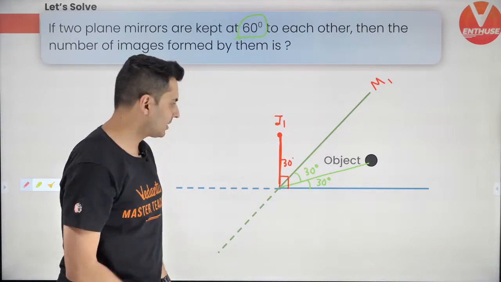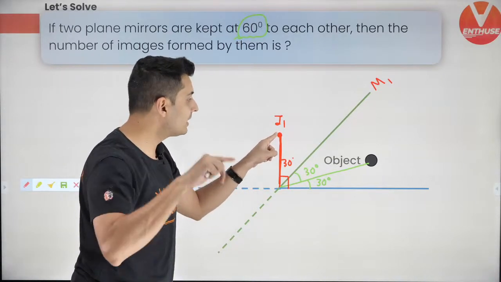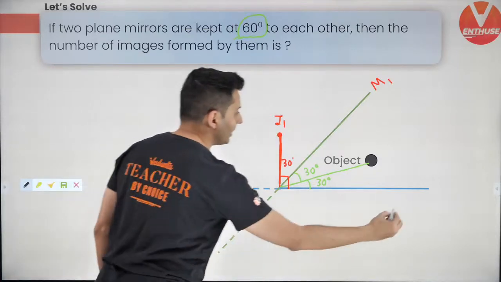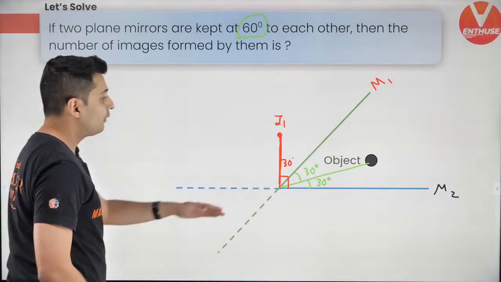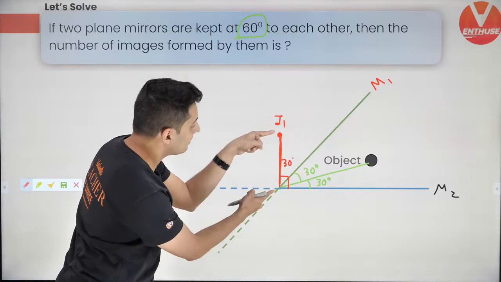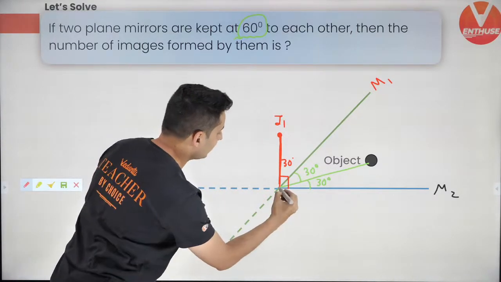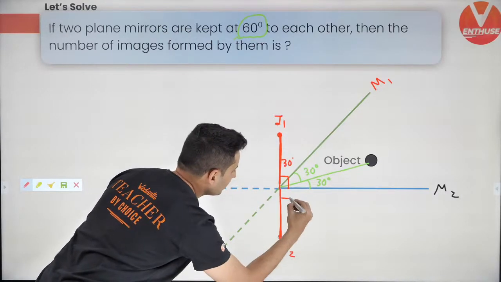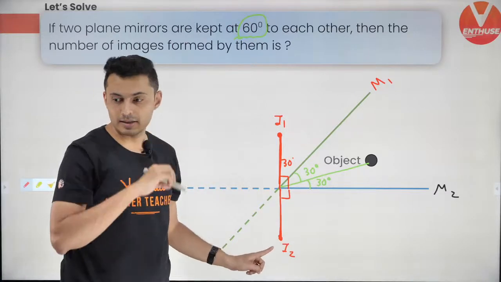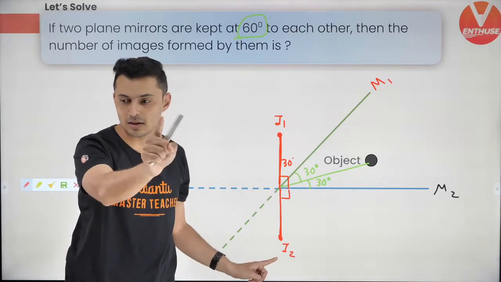Cool? Next, this image will be the object for the other mirror M2. So where will this image be formed? Exactly at 90 degrees over here. Correct? So this will be I2 and this will also be 90 degrees. I hope this is clear.